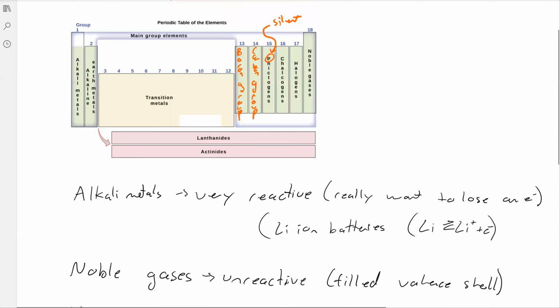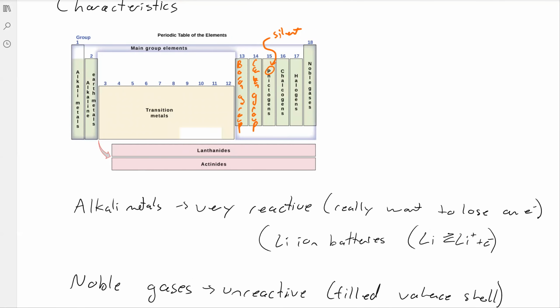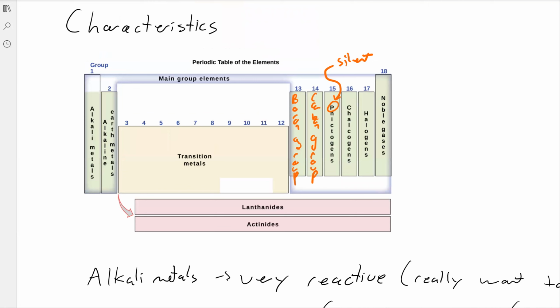So there are some fun facts about the different groups in the periodic table. We'll be learning a lot more about their elements and their characteristics as we explore chemical bonding.